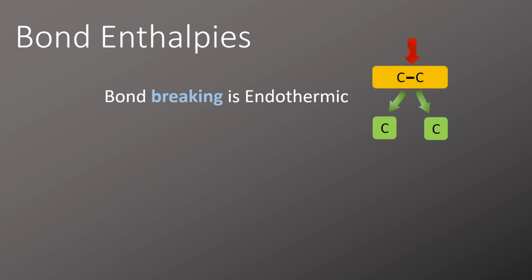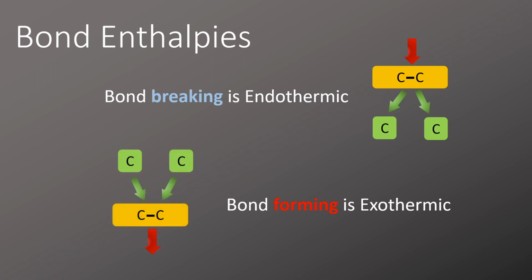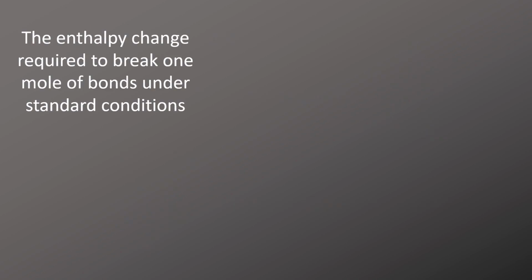So bond enthalpies is all about breaking and forming bonds. Breaking bonds is an endothermic process as energy has to go in to break the bonds apart, whereas forming bonds is an exothermic process as energy is released when atoms are joined together as bonds. So the bond enthalpy is defined as the enthalpy change required to break 1 mole of bonds under standard conditions.